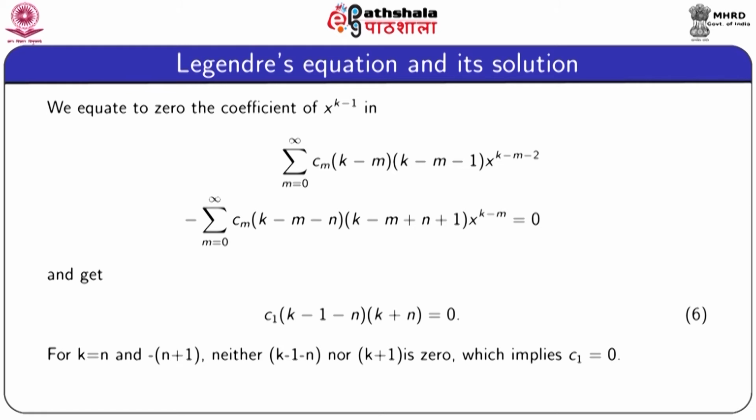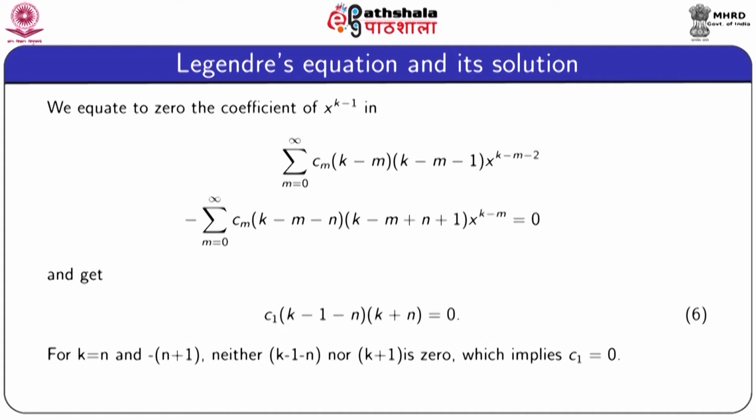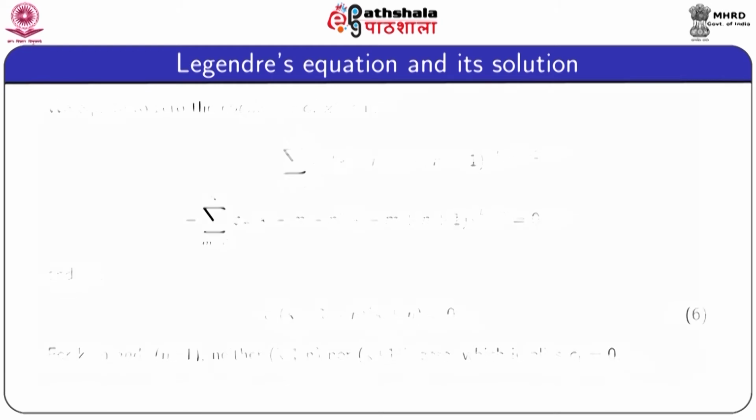Now, already we have solved for k, which gives the values k equal to n and k equal to minus (n plus 1). If we substitute that here, we are not getting the value to be 0. So, for k equal to n and for k equal to minus of n plus 1, none of these expressions is 0, which implies our C1 is equal to 0.